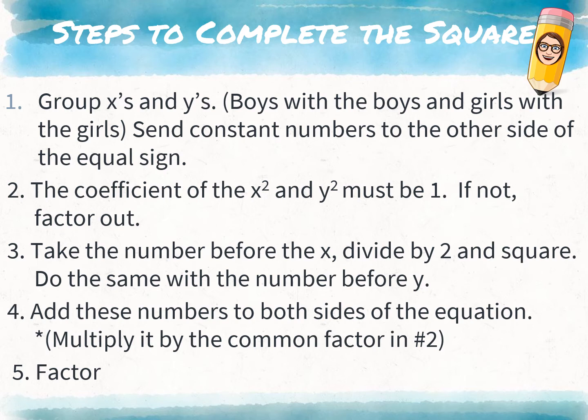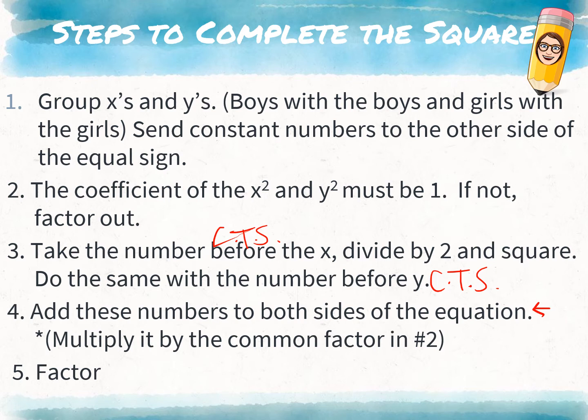Step 3, take the number before the x, divide it by 2, and square it. Oh, what does that sound like? That's our completing the square steps. We're going to do the same thing for the y. We're completing the square twice. Now, if I add these new numbers to the left, to the x and to the y, then that means we also, step 4, need to add those numbers to the other side of the equation too.